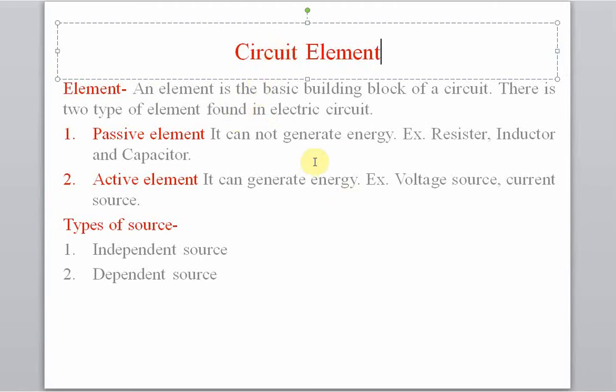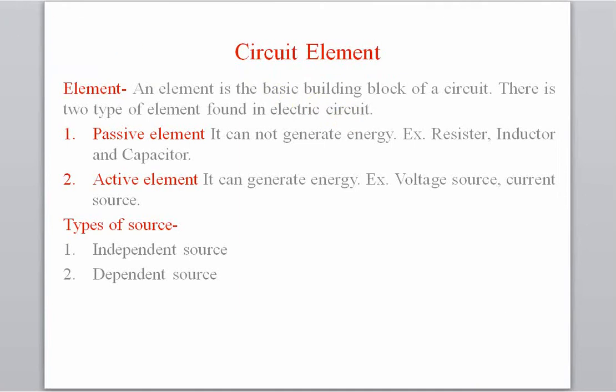Here we will discuss the circuit element. Very first, we have to know about the element. What is an element? An element is the basic building block of a circuit. There are two types of element found in an electrical circuit. The first is the passive element. Passive elements are the type of element which cannot generate energy.